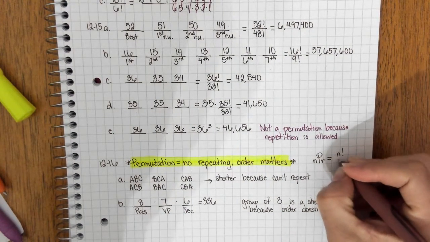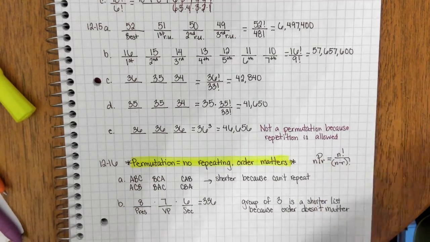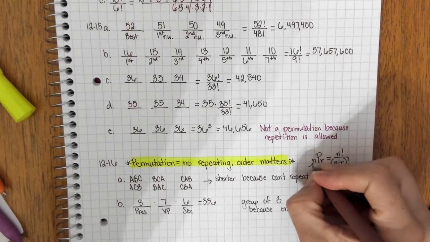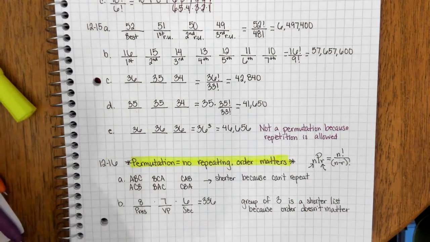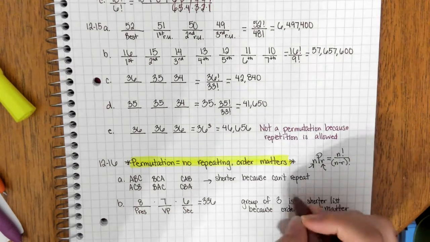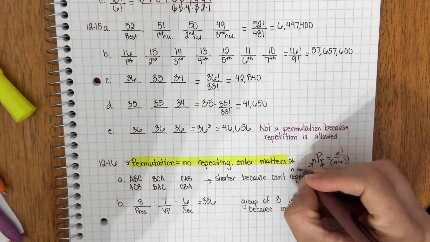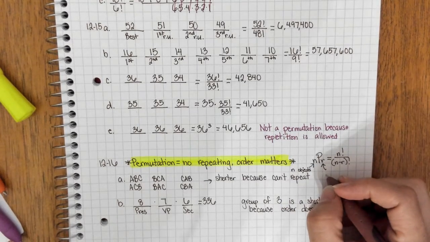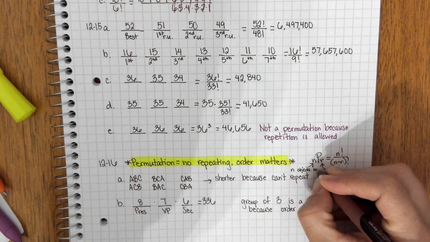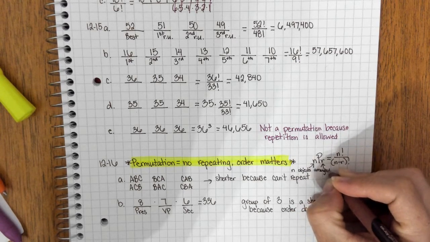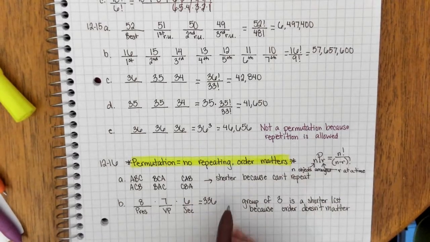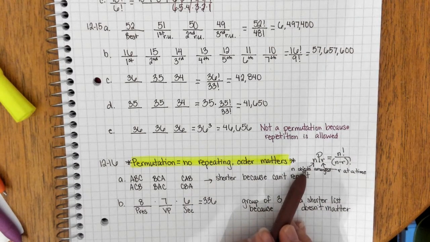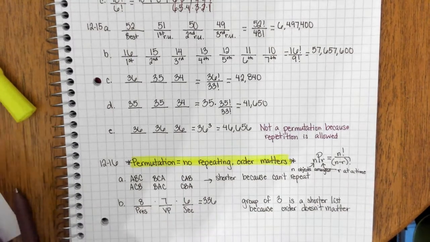nPr is n factorial over n minus r factorial, where n and r are n objects arranged r at a time. So n is how many things you have, and r is how many decisions you're making. Might be another way to write it. I'm kind of running out of space. I'll write it on the next page for 17.